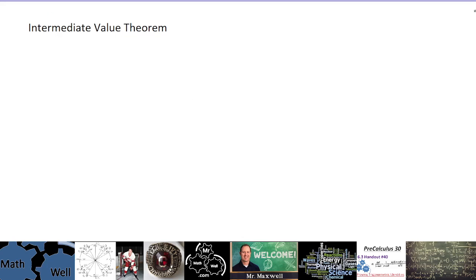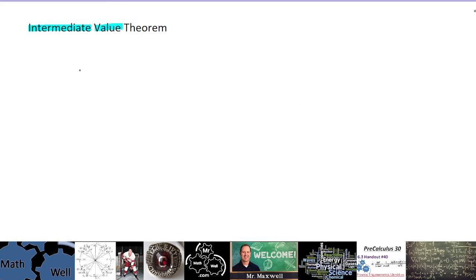So the intermediate value theorem, let's just take a quick look at this word. First of all, intermediate means in between, right? It's like an intermediate step would be some step between the beginning and the end. So it's something in between. And of course, we're talking about a value. So a value in between.